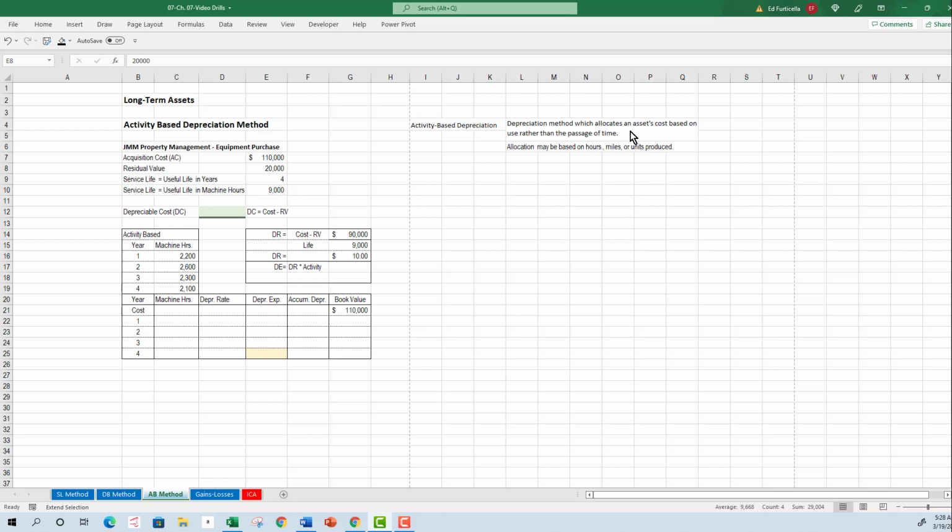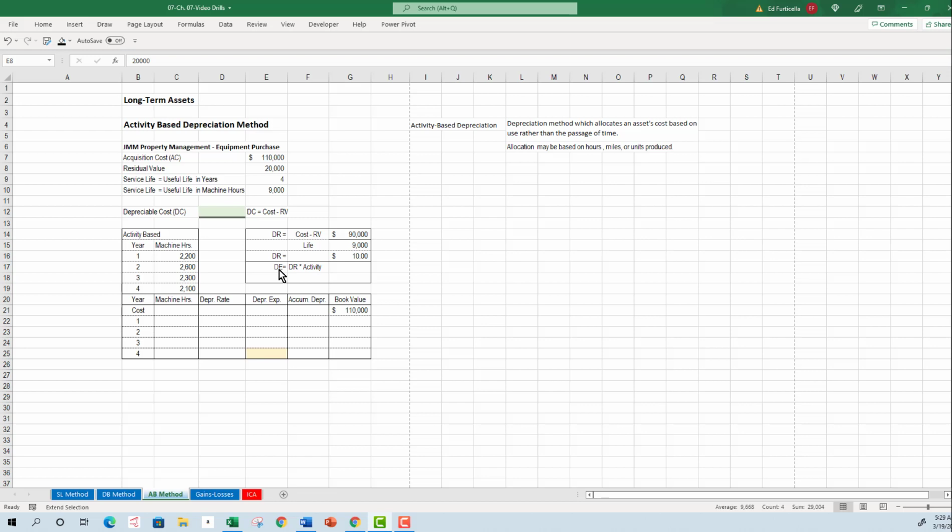To calculate depreciation expense using the activity-based depreciation method, you need to determine the activity rate by dividing the depreciable cost by the service life in hours or units, and then multiply the activity rate by the hours or units of activity for the current period. That will give you your depreciation expense for the period.